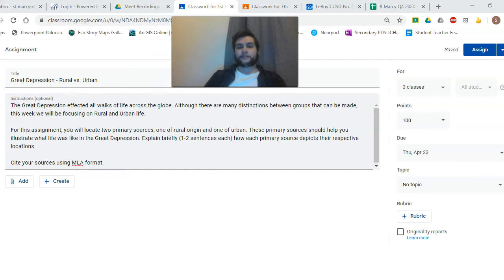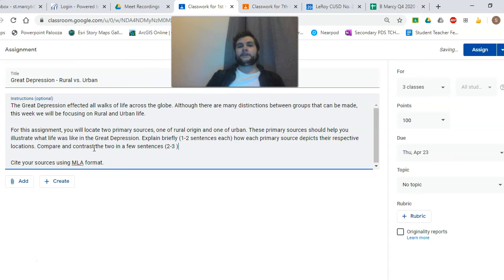So you're going to find two primary sources, okay, like I said, one of rural and one of urban, and then you're going to explain how each of those primary sources depicts their respective locations. And then you are going to compare and contrast the two in a few sentences, about 2 to 3.